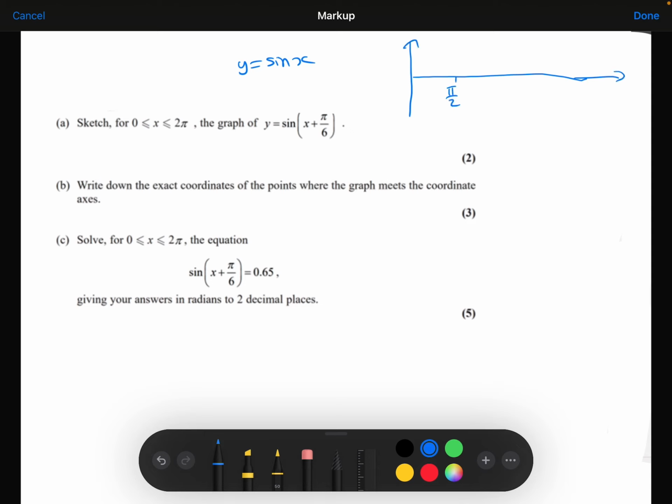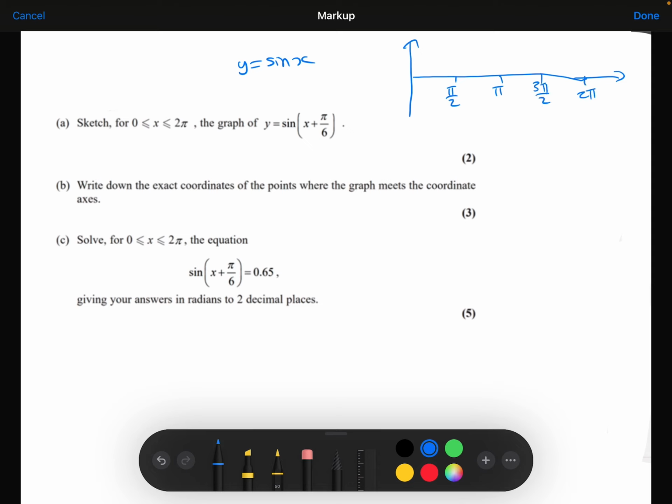So pi over 2, pi, 3 pi over 2, 2 pi. And we know the sine graph goes from 1 to minus 1. And we'd usually start at 0, go up to 1 at pi over 2, back down to 0 at pi, down to minus 1 at 3 pi over 2, and back up to 0 at 2 pi. So this is the sine x graph.